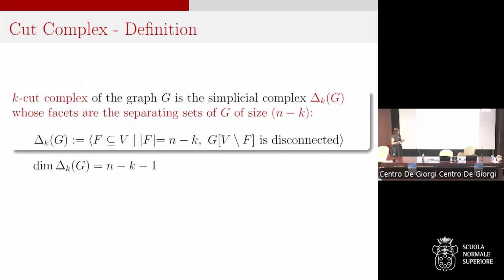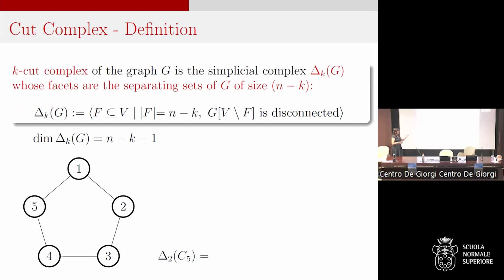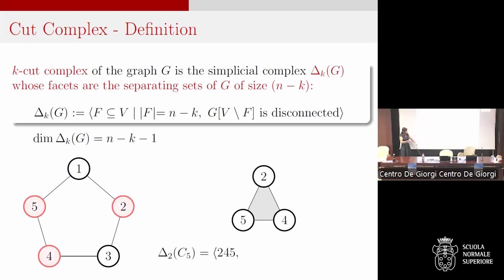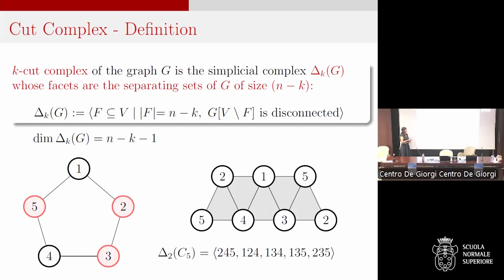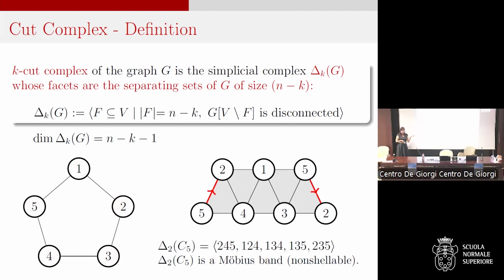Well, let's see an example just to get used to that. For example, I have this C5 cycle. I want to find the 2-cut complex. So I'm going to look at n minus 2 separating sets. So all sets of vertices such that when I remove them, the rest is disconnected. For example, this red is separating, so I put the triangle there. Again, 1, 2, 4 is a separating set, so I put it there, and go on. Yeah, I got it. This is my 2-cut complex. It's a Möbius band, and it's not shellable. And we're going to know a much stronger statement later.